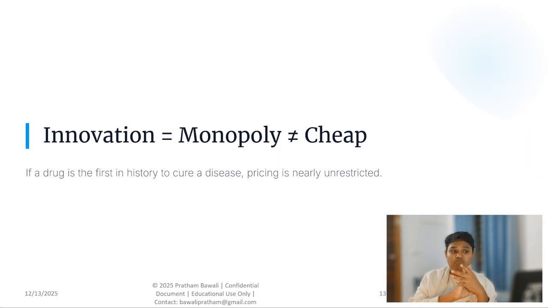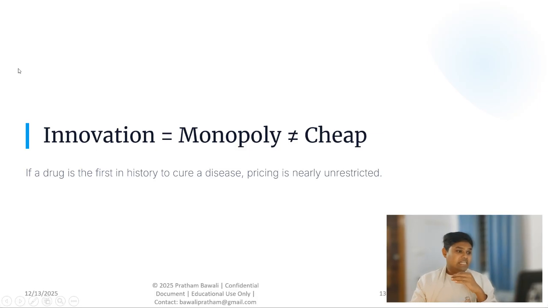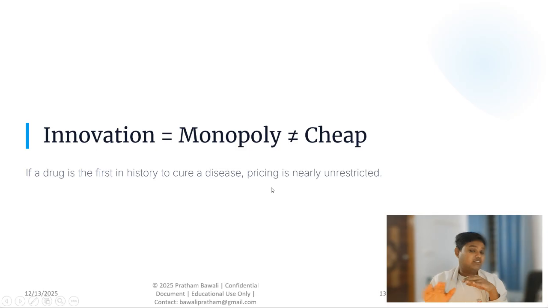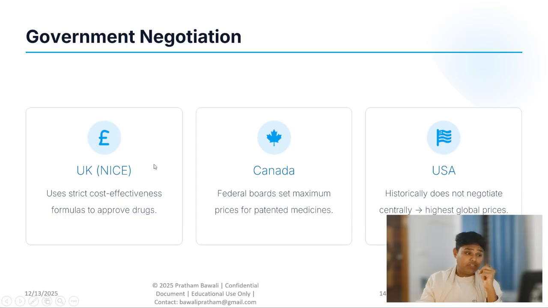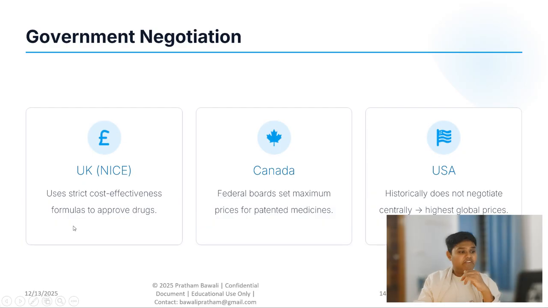Innovation equals monopoly, but not cheap. If a drug is the first in history to cure a disease, pricing is nearly unrestricted. That's the main monopoly. Government negotiation: the UK uses strict cost effectiveness formulas to approve drugs. Canada's federal board sets maximum prices for patented medicines. The US historically does not negotiate centrally, which leads to the highest global pricing.